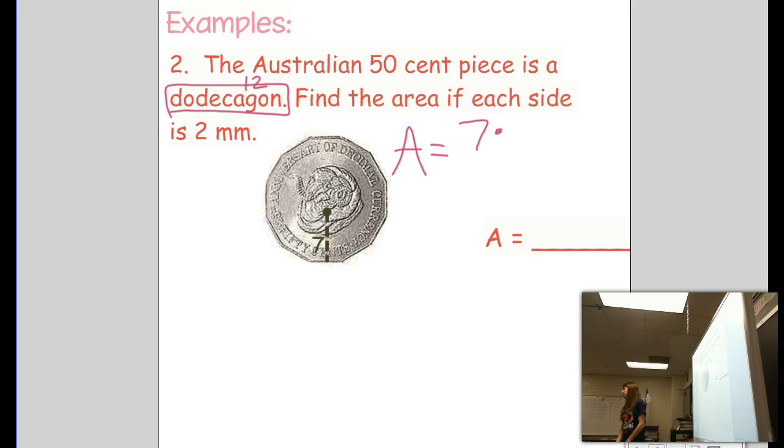Julius, 12 times 2. 24. Each side is 2. There's 12 sides. 12 times 2. That's how you find perimeter. You add up the sides.